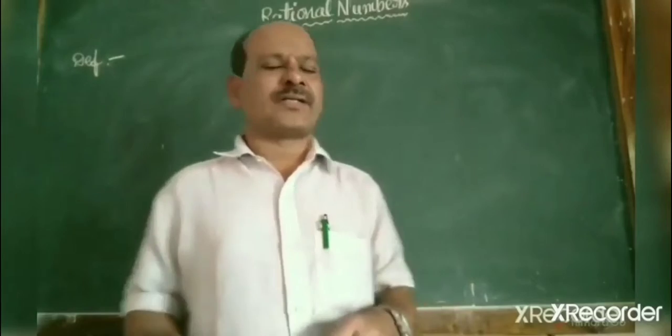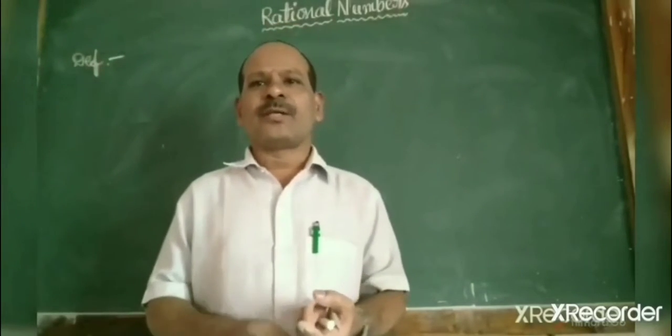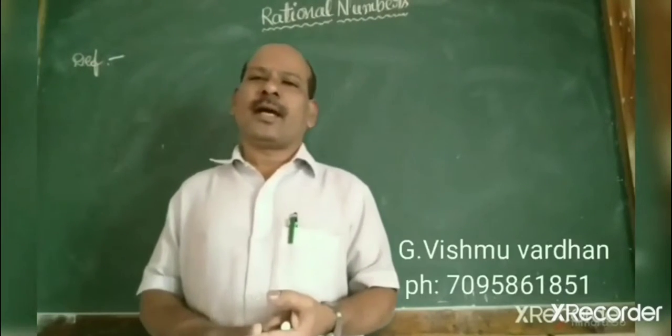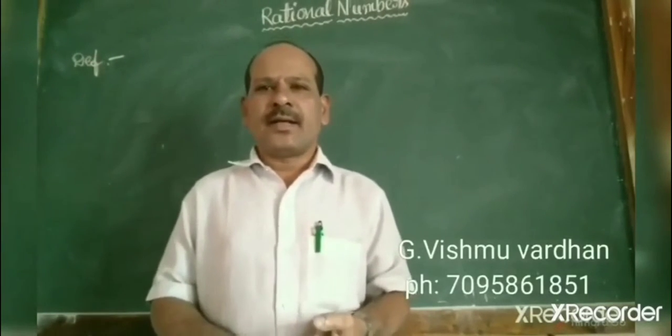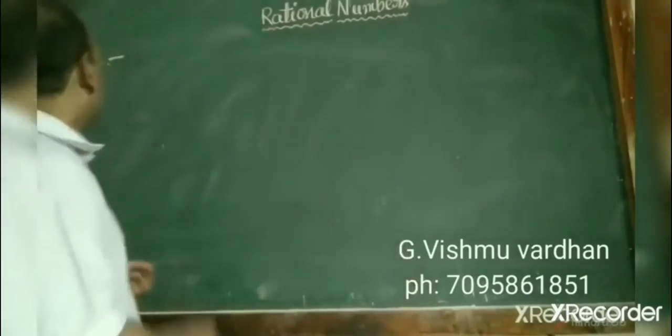First, definition. A rational number is a number which can be written in the form of p by q, where p and q are integers and q should not be equal to 0. Okay, I will write it on the board.